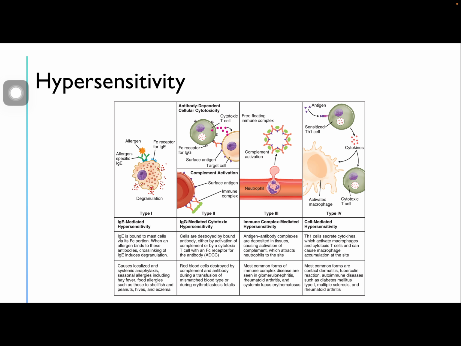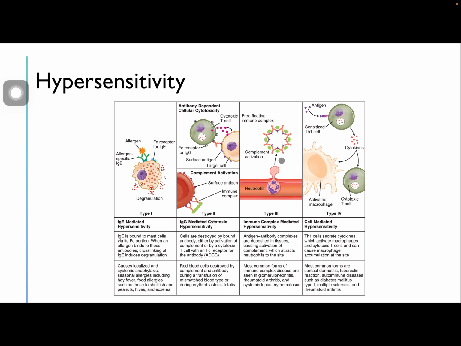And so if I have anti-A IgG antibodies and I give that person type A blood, that IgG antibody will respond to the type A antigen and cause that agglutination. So you get clumping of blood cells and starting to rupture the blood cells, and you get hemolysis and all sorts of stuff. So this is IgG mediated cytotoxic hypersensitivity.